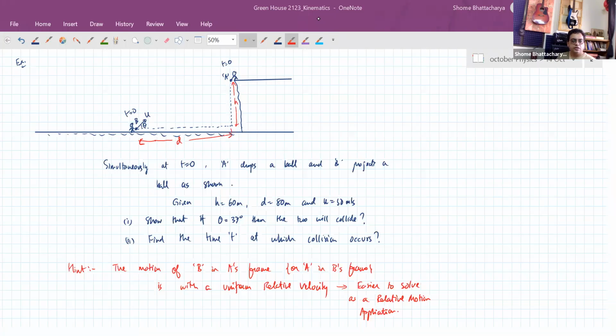Okay, so just try this out. As I told you in the section above, the relative velocity of B with respect to A or A with respect to B at any point of time is the same as the initial relative velocity because their relative acceleration is 0.